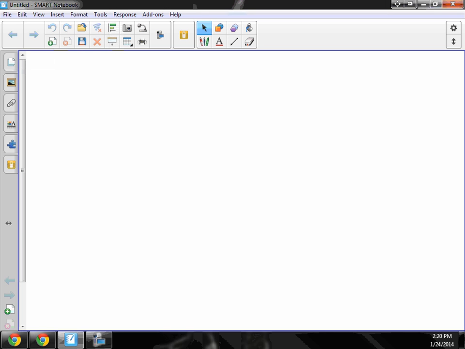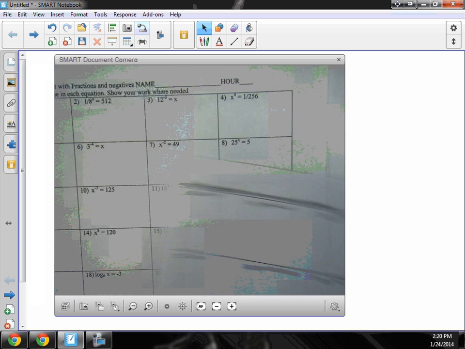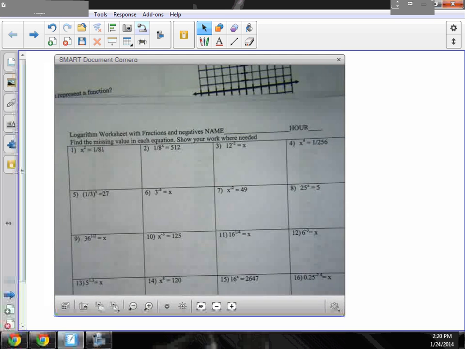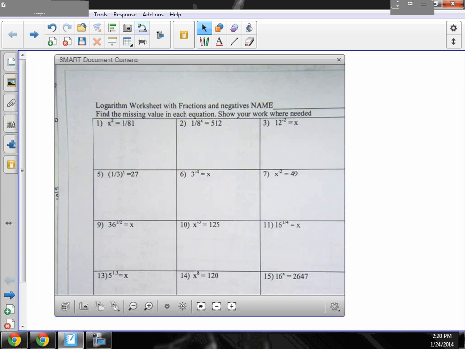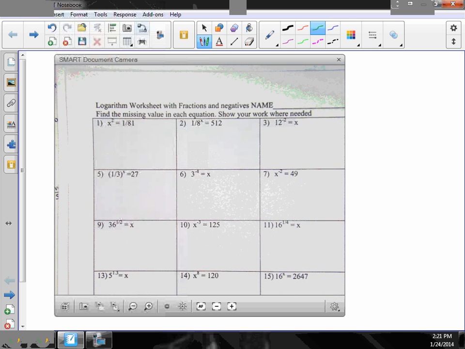So take a look at this worksheet. Everything on it is review. So look at number 1. The goal is just to solve for x. In number 1, I have x squared equals 1 over 81. No, not half. It's square root.